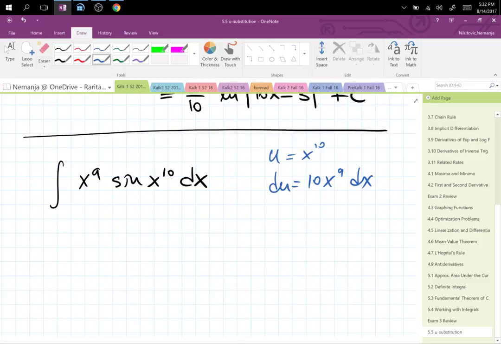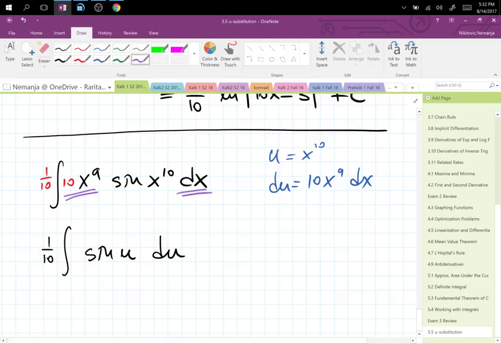All right, so we need a 10 and 1 over 10 in front. So 1 over 10 integral sine u du, because this together with dx, use your eyes, they look the same, right? 10 x to the 9 dx, all of that together is du, and then you have sine of x to the 10 is u. The integral of sine u is negative cosine u, so negative 1 over 10 cosine, and instead of u we have x to the 10, plus c.